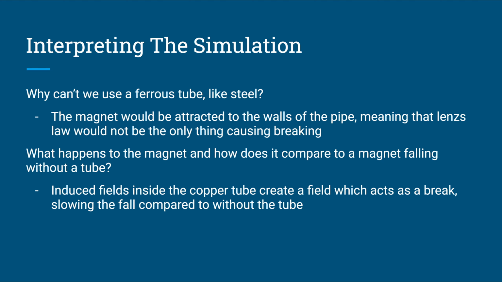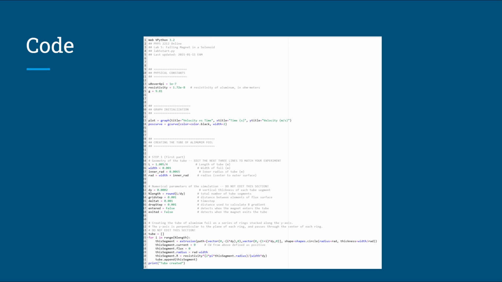And then what happens to the magnet? How does it compare to the magnet falling without the tube? So, induced fields inside the copper tube create a field which acts as a brake, slowing the fall compared to without the tube. Essentially, Lenz's law states it will be a field in the opposite direction. The induced current will produce a field in the opposite direction of the magnet falling, and that then acts as a brake.